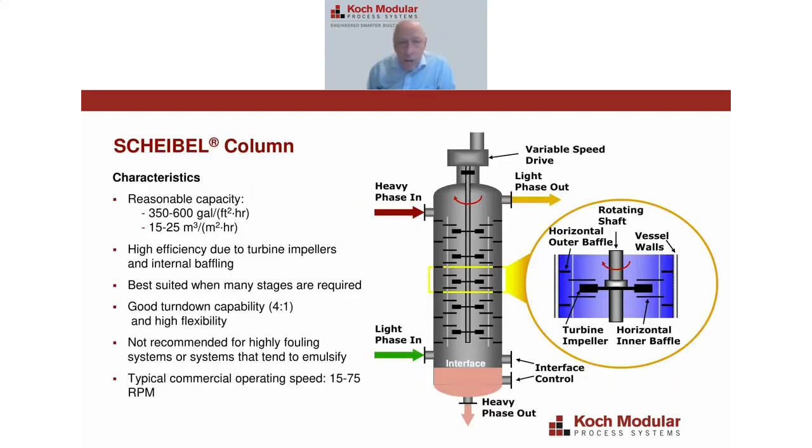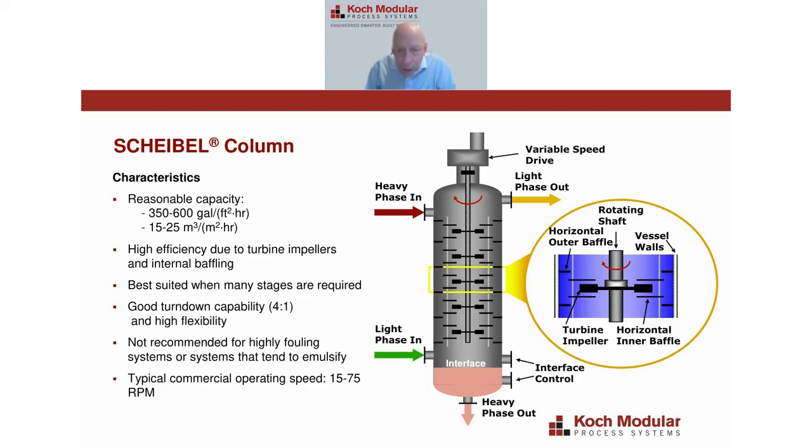Okay, we're going to talk about two agitated columns. These are columns that are made by Koch Modular. The first one is a Scheible column, which is a series of turbine impellers sandwiched between inner and outer baffles. If you look inside this circle, you can see what one agitated stage looks like.